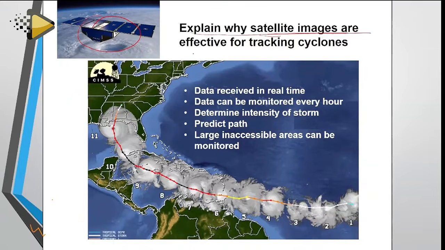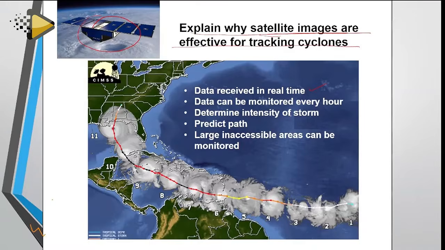Okay, now why is it important, and why is it effective to use a satellite when you track tropical cyclones? It is because data is received in real time. So the information that you get from the satellite is going to tell you what is happening at that particular time. And then data can be monitored every hour, every minute. So it is also real-time monitoring of data.